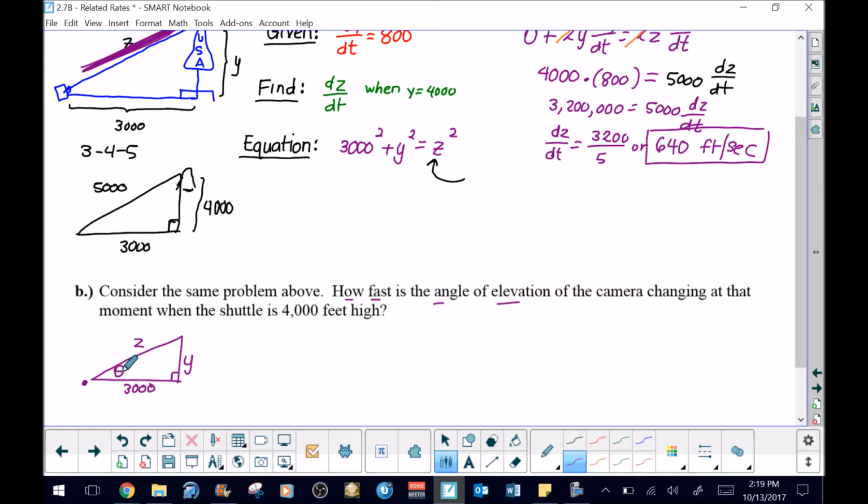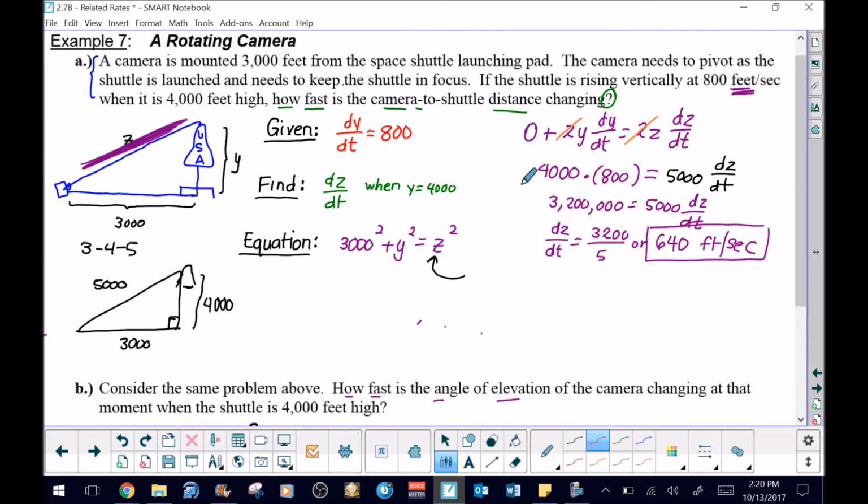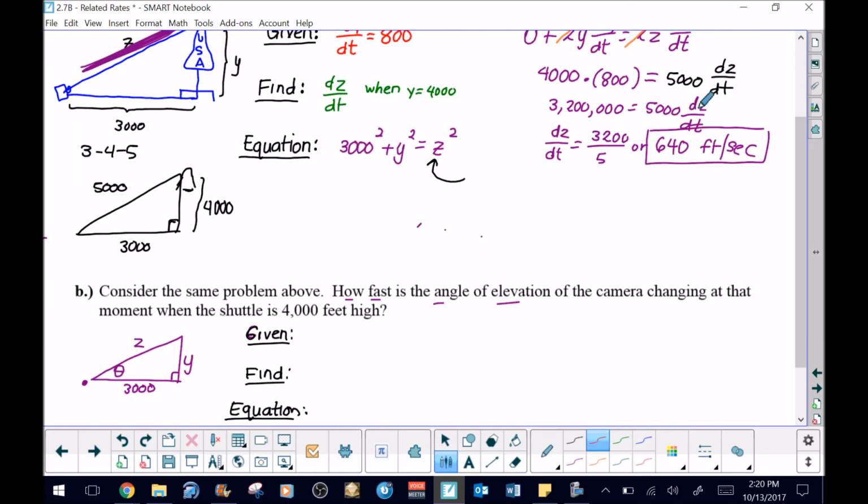So now that we have this, we probably ought to revisit our statements because they may alter a little bit: given, find, and equation. Because there's no other rate given to us in Part B, we are going to revert back to Part A. When Part A said that the shuttle is rising vertically at 800 feet per second, that applies down here as well. And that would not be dz, but dy dt.